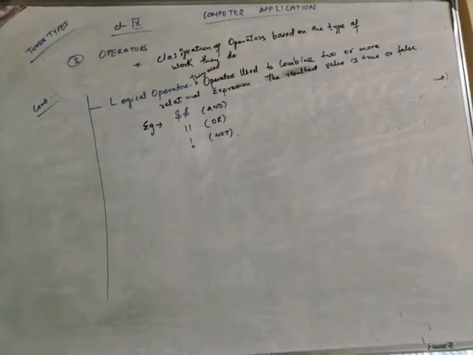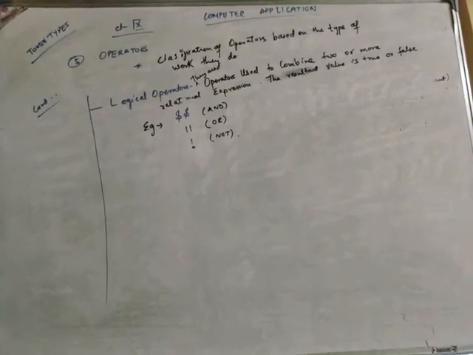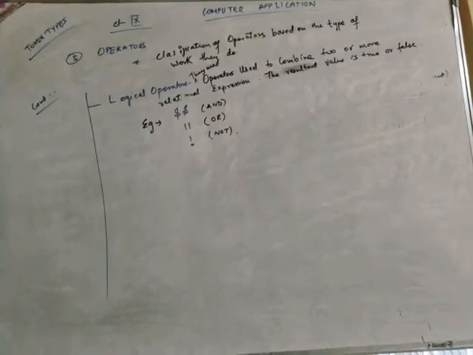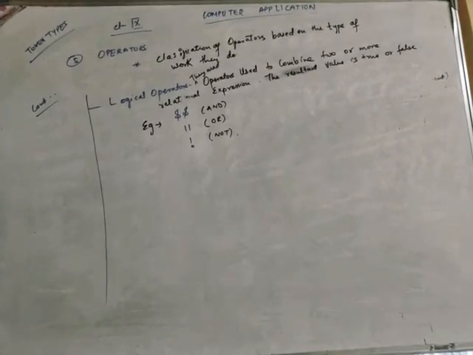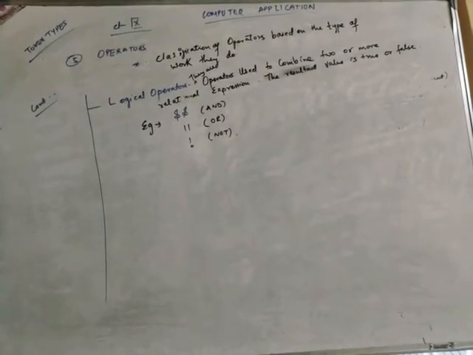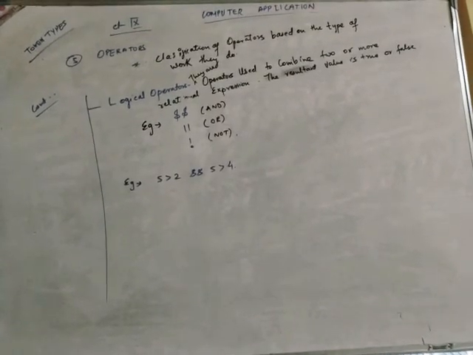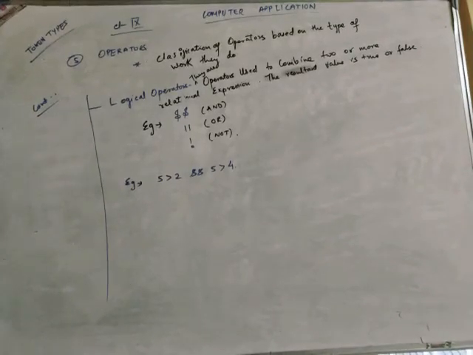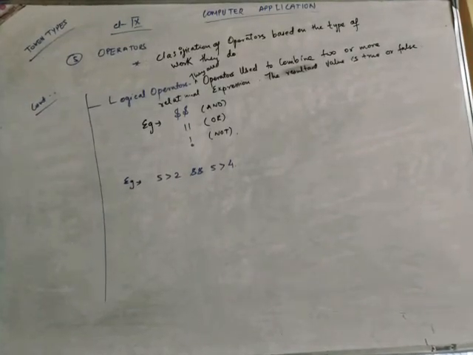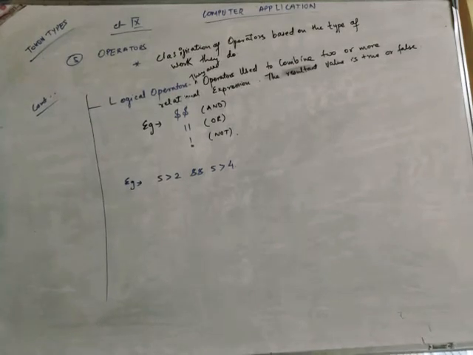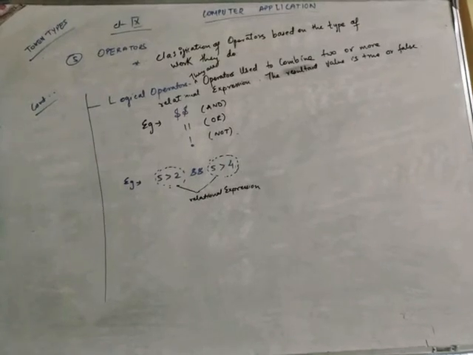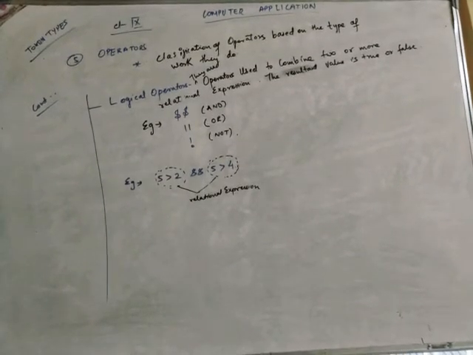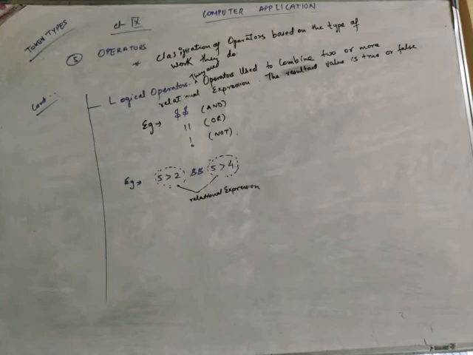So the examples of logical operators are the three types: your AND, OR, and NOT operators. Okay, the three operators we have. Okay, clear? So how do they work? Let's take an example. This is a relational expression, like 5 greater than 2 is a relational expression, 5 greater than 4 is also a relational expression. Now when we are combining two or more relational expressions, we do it with the help of logical operators. The answer will be true or false.